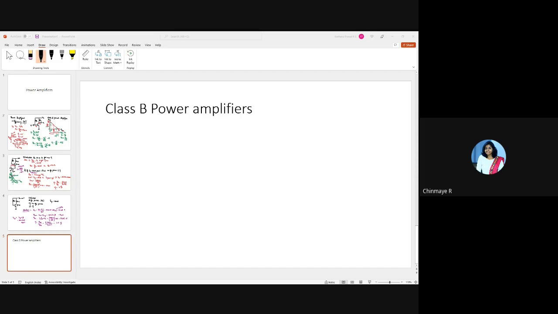So what we are trying to do in the class B power amplifier is, we will turn on this amplifier only when there is an input signal. Okay. So the circuit of the class B amplifier looks something like this. This is just one half of the circuit. You would have done this in lab, so I'm sure you would be familiar with this also.